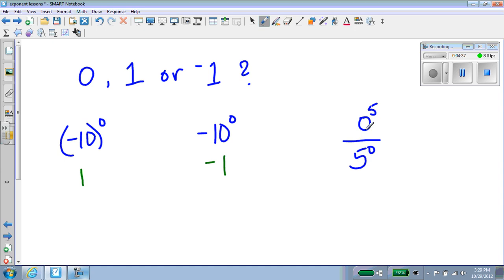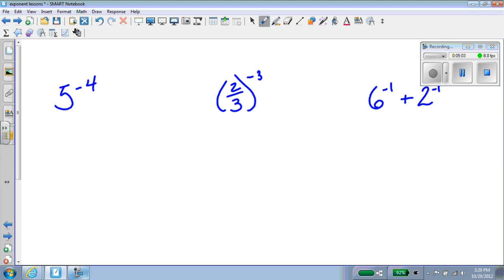What about 0 to the 5th over 5 to the 0? Well, 0 to any power would have to be 0 because it's just 0 times 0 times 0 times 0. So that's 0. 5 raised to the 0 power is 1. 0 over 1 is 0.